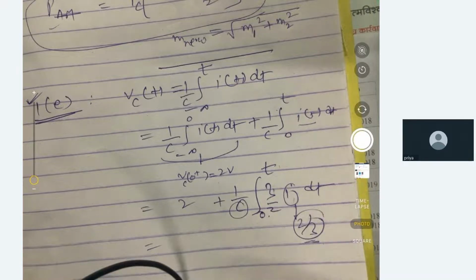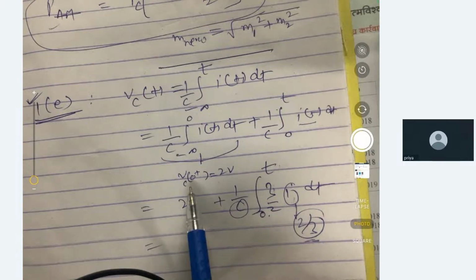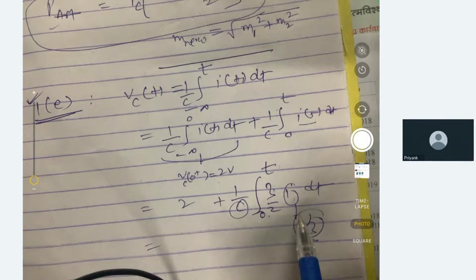Can you repeat this I part again? How did you take the 0, and what was your value of I? I is 2/3, it is already given in the question. It is given I is equal to. Okay, it is gone. Just a minute.